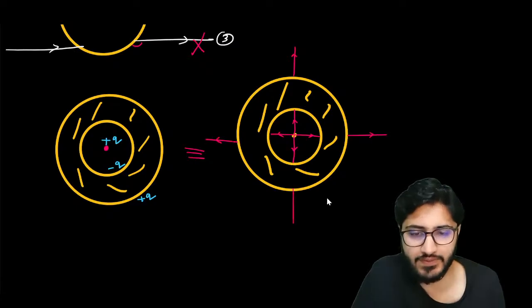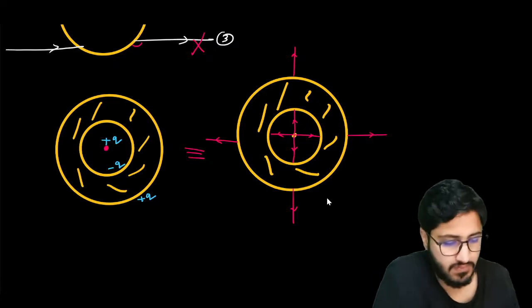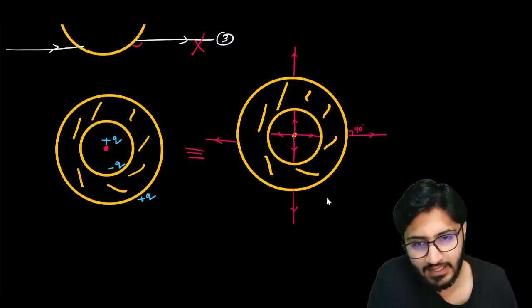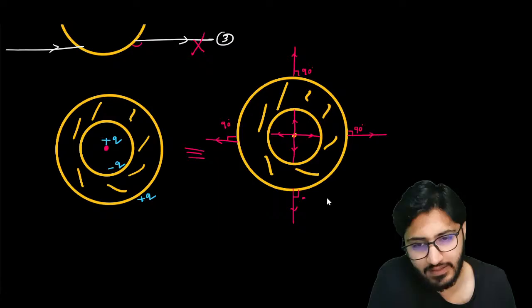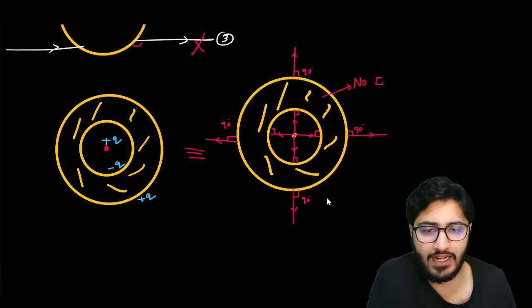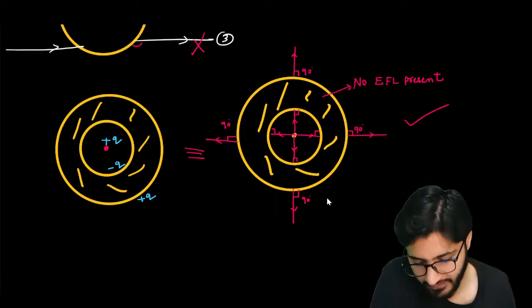It will be in this way. Look, at every point these lines are making 90 degree. Every point these lines are making 90 degree. Look, inside also 90 degree. And inside this, no electric field lines present. This is the correct representation of it.